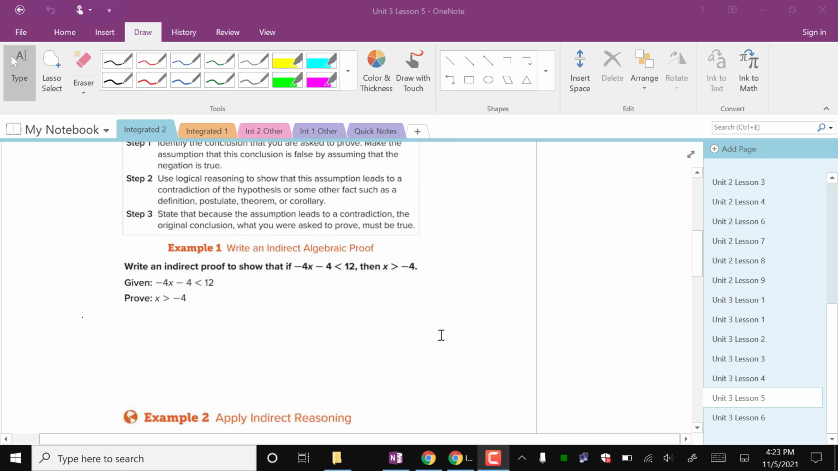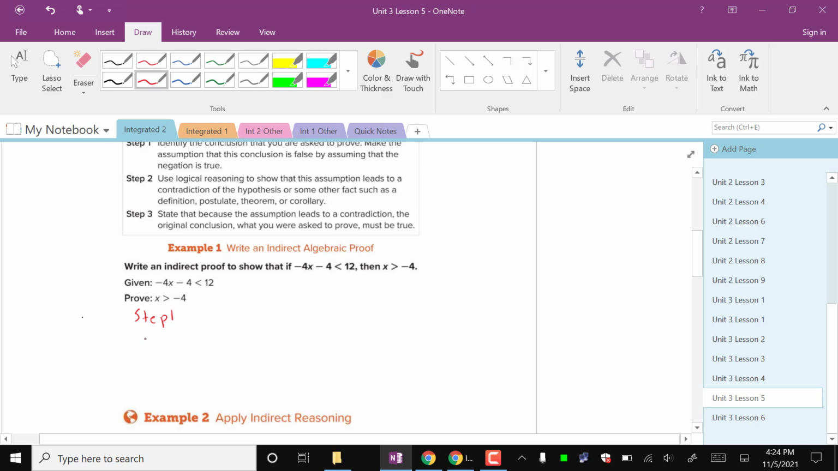Example 1 says write an indirect algebraic proof. So write an indirect proof to show that if negative 4x minus 4 is less than 12, then x is greater than negative 4. So we're given negative 4x minus 4 is less than 12. We want to end up with x is greater than negative 4. So we want to start with making an assumption. So let's put step 1.